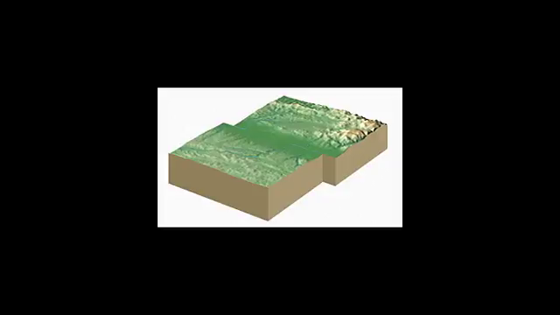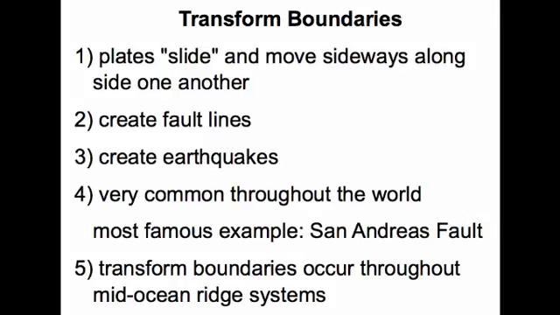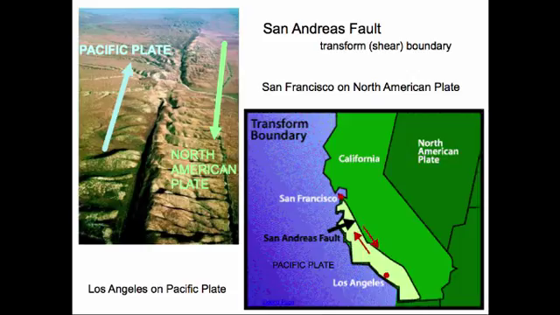They create fault lines. They create earthquakes. They're very common throughout the world. The most famous example is probably the San Andreas Fault, which many of you have probably heard about, and you've probably heard about in class. The transform boundaries occur throughout mid-ocean ridge systems as well, which is why they are so common throughout the world.